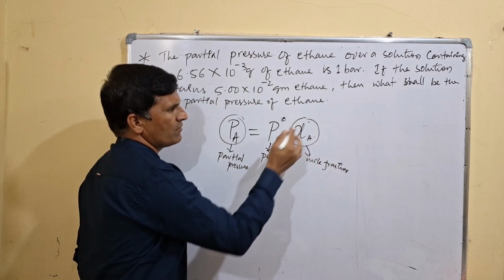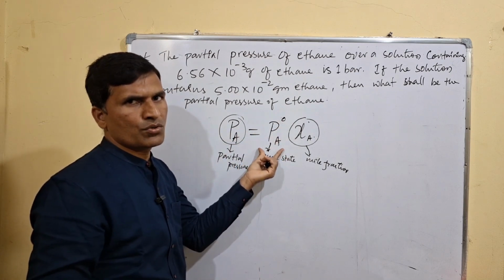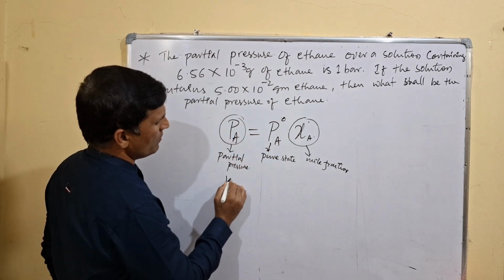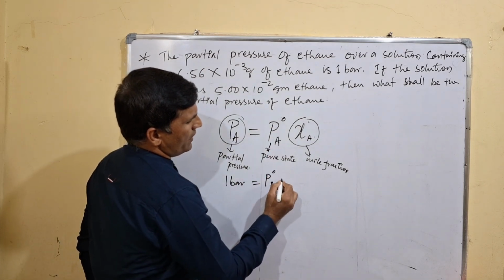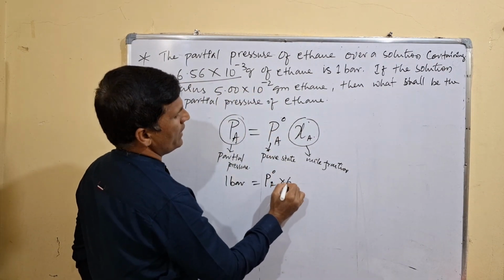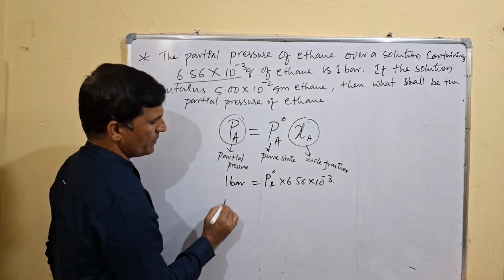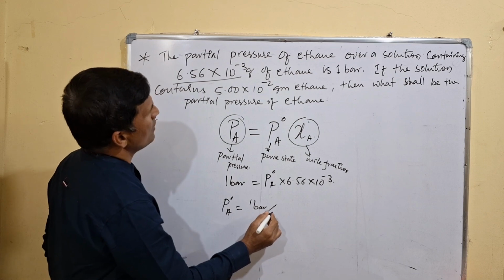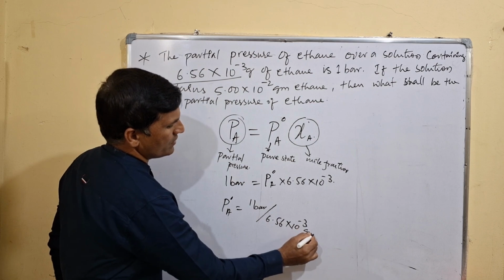And we know one mole fraction we will take, and we know its partial pressure. Then we will calculate how much it used to be in the pure state. You substitute the 1 bar they have given, so P naught A equals 1 bar divided by the mole fraction they have given, 6.56 into 10 to the power minus 3.